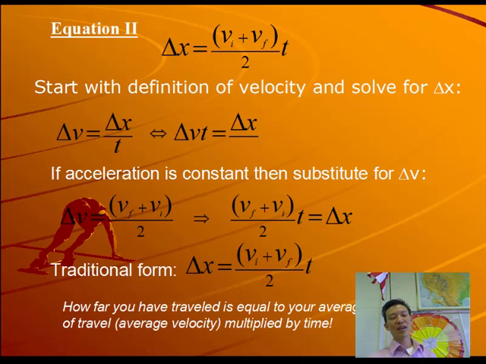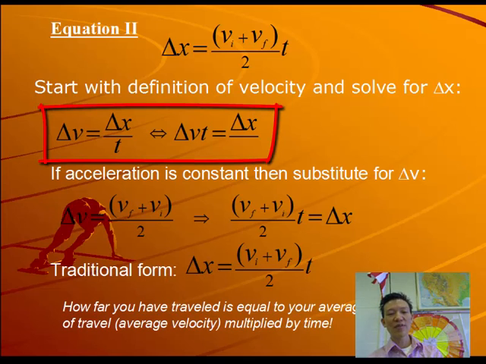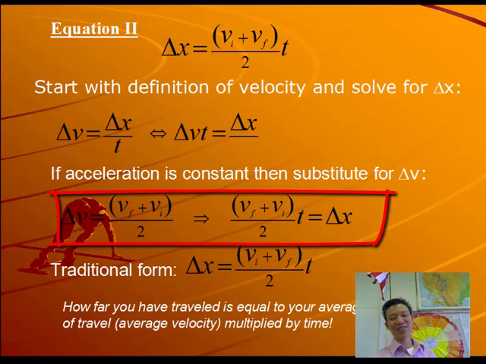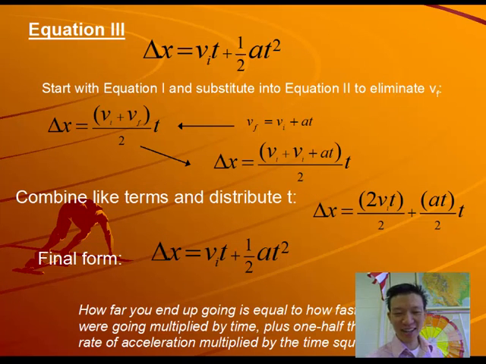Equation 2. You take the definition of velocity, you solve for delta x. You take velocity as your change in position over time. You bring the time up. If acceleration is constant, you substitute in for delta v. You do a lot of algebra magic. Boom, you're done.